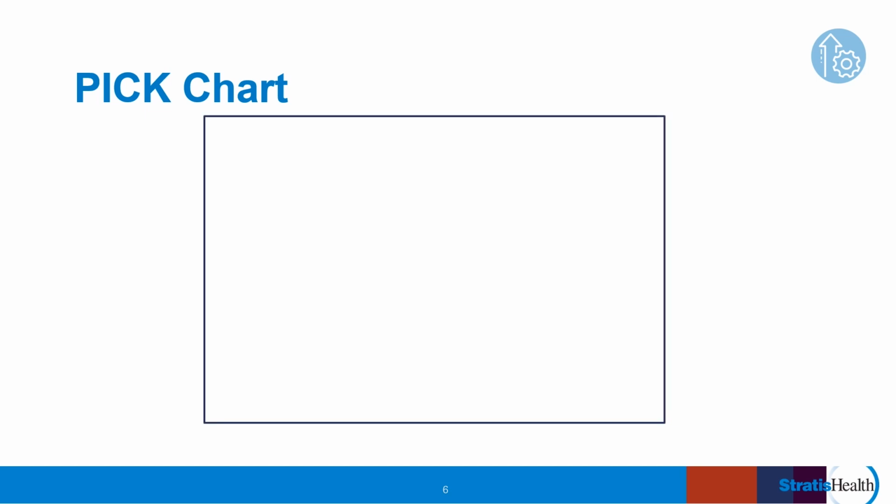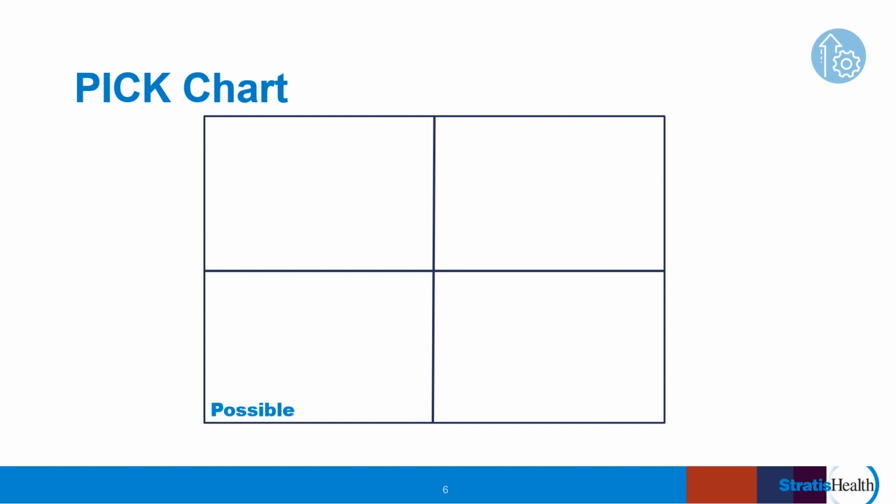Another type of prioritization tool is a pick chart. A pick chart is used to categorize improvement ideas. An easy way to create a pick chart is to draw a 2x2 grid either on a whiteboard or a large paper flip chart. The name pick comes from the nicknames of the 4 quadrants: possible, implement, challenge, and kill.